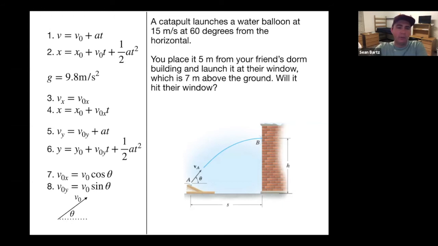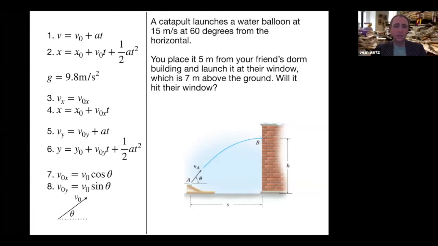When it reaches its maximum height, its final velocity there is going to be 0. So I can figure out how much time it takes to reach its maximum height using equation 5 and use that in equation 6 to find what the maximum height is and see if it's at least 7 meters. If it's at least 7 meters, I could probably hit the window. But if it's not 7 meters, then there's no way to hit the window. Okay, good.